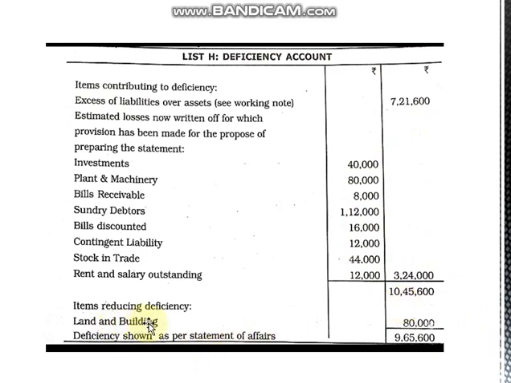And land and building was the only item which reduced the deficiency, which means its value has been increased by 80,000 rupees. You need to deduct the amount. And finally the deficiency shown as per statement of affairs will be 9,65,600.